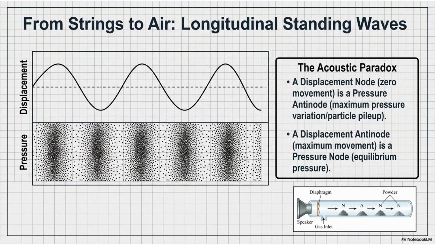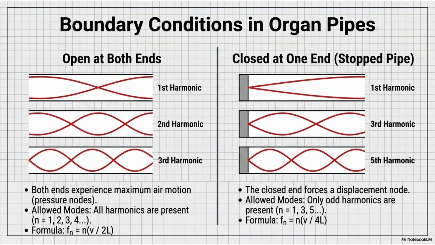Oh, I see. Zero wiggle room equals maximum compression. All right. And maximum compression means maximum pressure. So a displacement node is absolutely a pressure antinode. That is brilliant. It's like a traffic jam at a dead end. Exactly. All right, moving to slide 12, they apply this directly to organ pipes, and there are two main types.